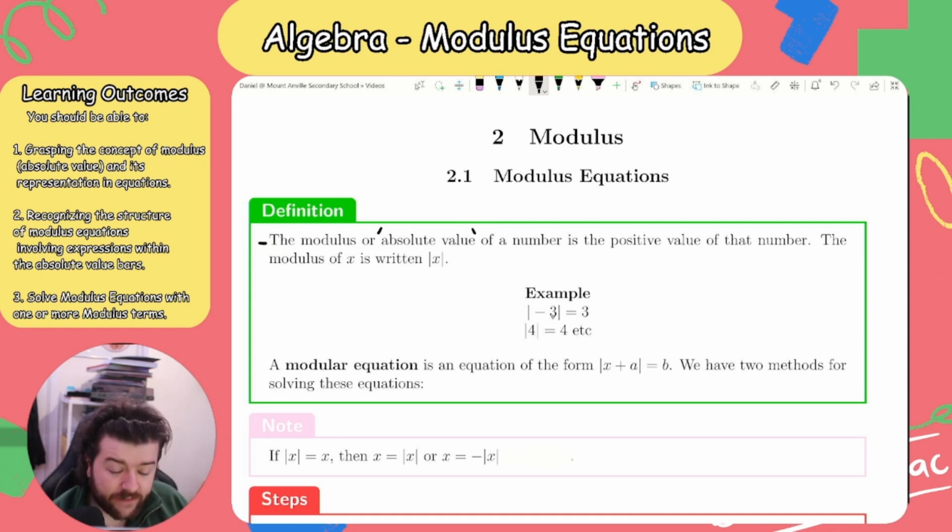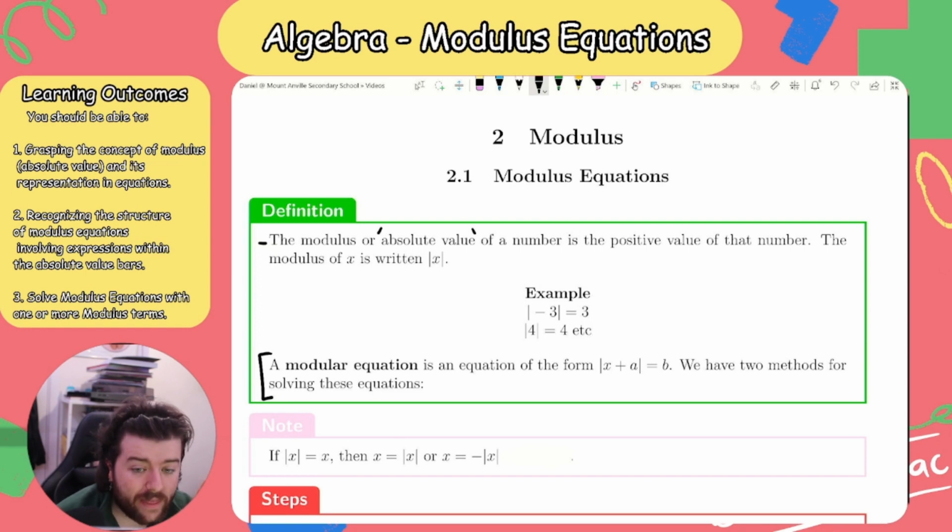So the modulus of -3, well, that becomes 3. The modulus of 4, that becomes 4. The modulus of -2x, well, that becomes 2x. You know what I mean? So anything that's negative within my modulus becomes positive. So a modulus equation is an equation of the form |x + a| = b.